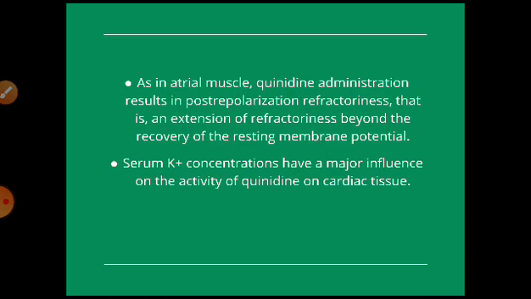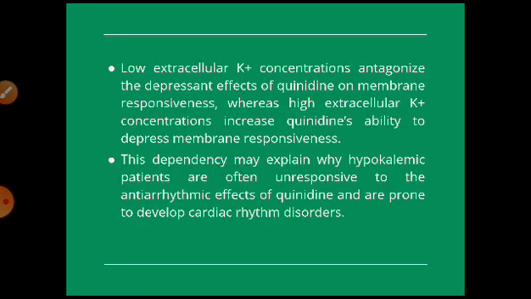Serum potassium concentration has a major influence on the activity of quinidine on cardiac tissues. So that has a great role, the concentration of potassium ions. Low extracellular potassium concentration antagonizes the depressant effect of quinidine. If outside of the cell the concentration of potassium is low, then a kind of antagonistic effect will be produced. So it antagonizes the depressant effect of quinidine on membrane responsiveness.